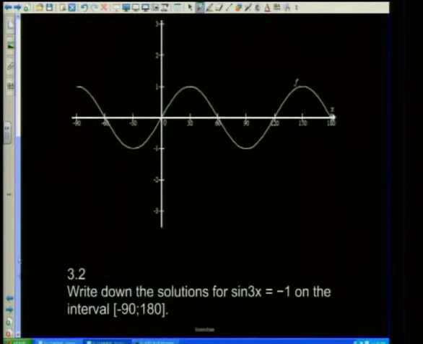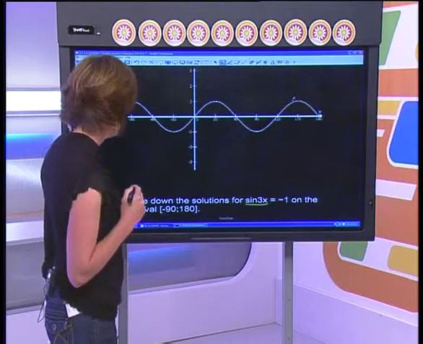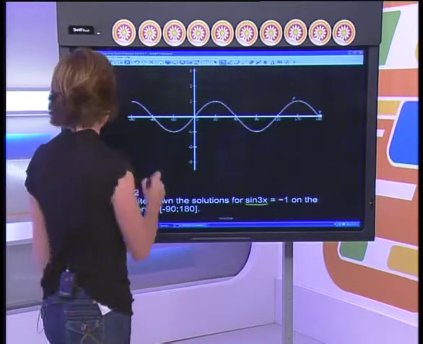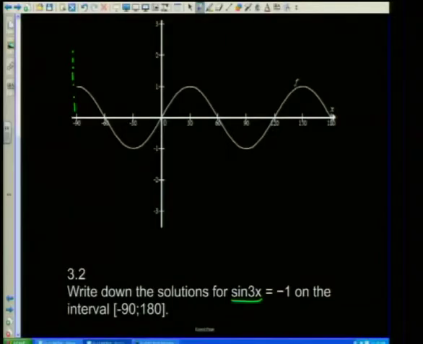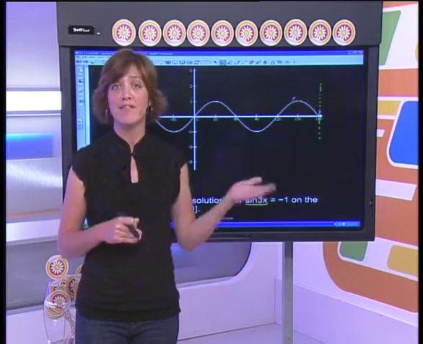From there, they've now said to us that we are going to write down the solutions for sine of 3x. Okay, that's the graph that we've got, where it's equal to -1 on the interval from -90 to 180. -90 is our lowest value on our x-axis, up to +180, which is our highest value on our x-axis. Okay, so they're asking us, where is the function sine of 3x equal to -1?